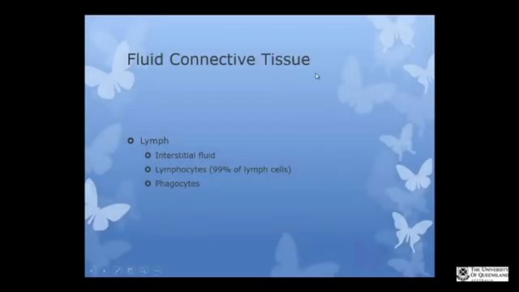Lymph is found inside the tissues. It sops up interstitial fluid. Lymphocytes make up about 99% of the lymph cells. It's a very important storage area for white blood cells, because these are the ones that help to fight infection and make memory cells, etc., so they recognize stuff.